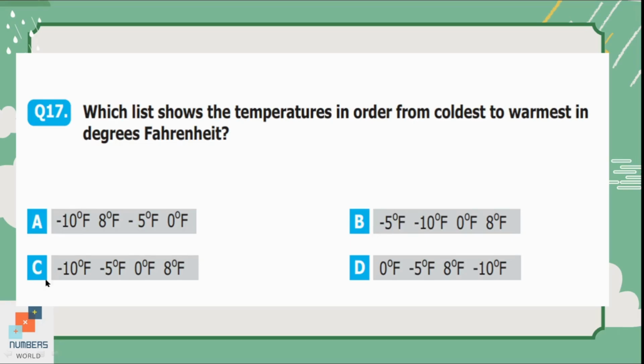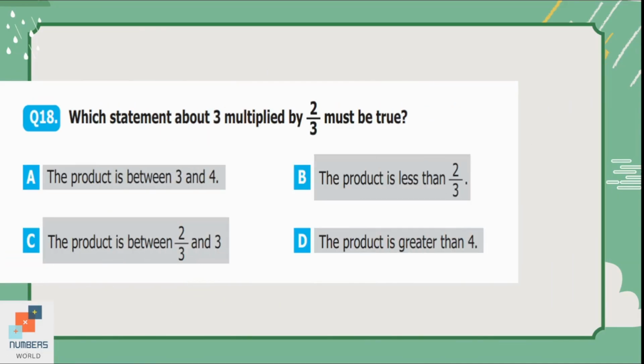Option C, this is the correct one because minus 10 is the coldest temperature, then minus 5 is a bit warmer than minus 10, and after that we have 0 degrees Fahrenheit, and the warmest temperature, which is 8 degrees Fahrenheit, is written at the end. So option C is the correct option and correct sequence as well. Option D is also considered wrong because again a warm temperature is written in the center of the cold temperatures.